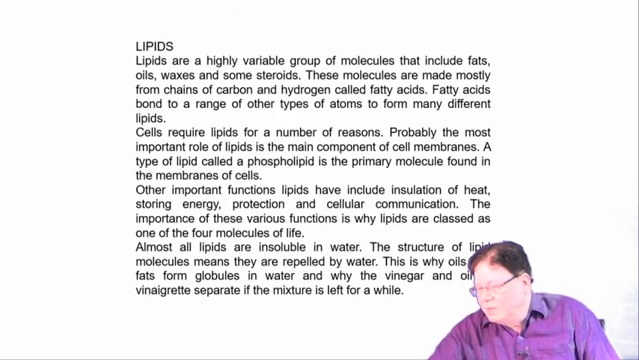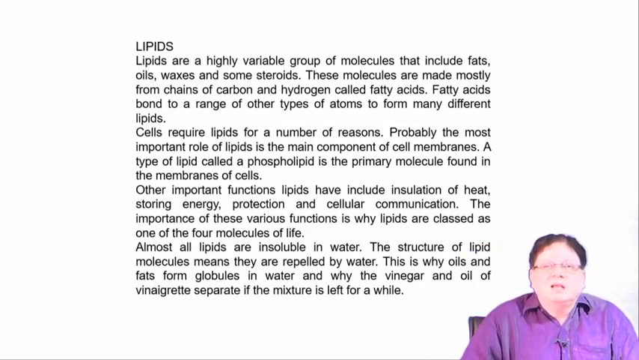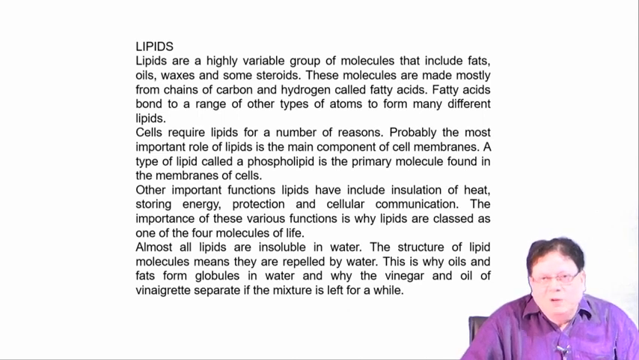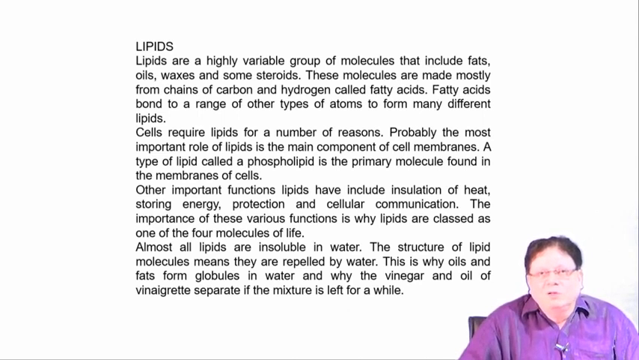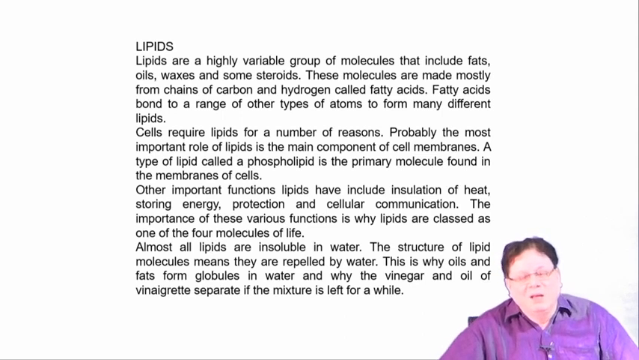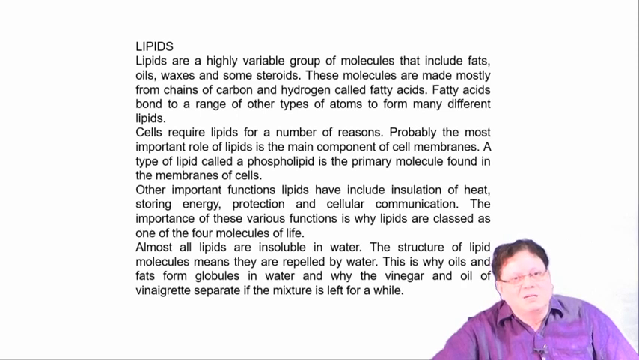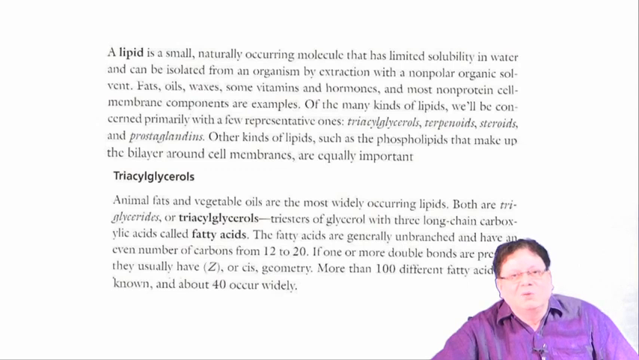Now let us go to the lipids. As I said, lipids are the most variable group of molecules, because the definition of lipid is not based on the structure. That is why we have a varied class. The definition of lipid is something which is soluble in organic solvents and insoluble in water. So there could be several different types of molecules. That is why we have different varieties of lipids. It could be fatty acids, a steroid, or a terpene, and I will show you some molecules which are lipids.